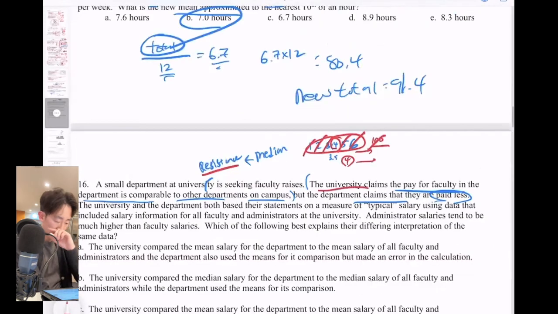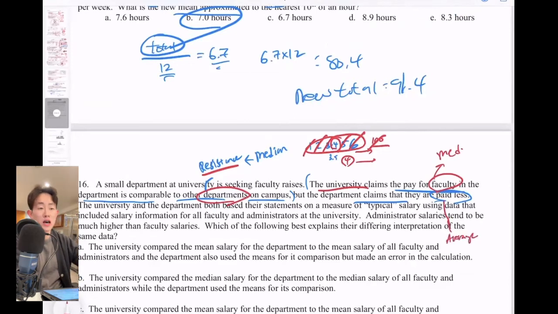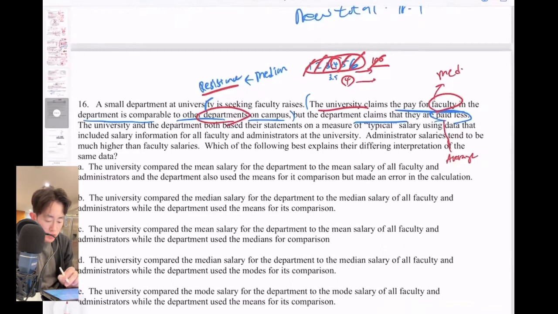So if the university claims that the pay for faculty is comparable to the other departments, that's only because they use the median, a property that's resistant to these high boundary values. So that is the one thing you're looking for. Now the department claims they are paid far less because they're using the average. The average value for the other departments might have some people making more, pushing their overall average to be on the higher end. So that's why they're saying, we're actually earning far less. So the university compared the median salary, whereas the department used the mean.